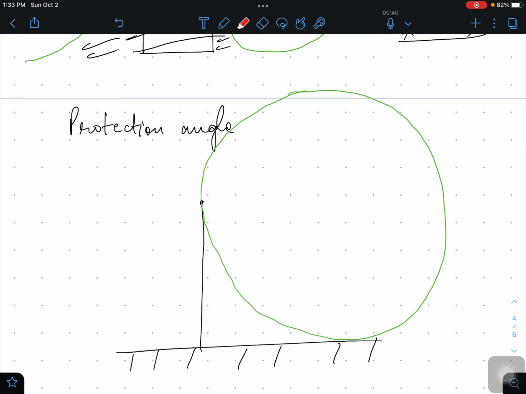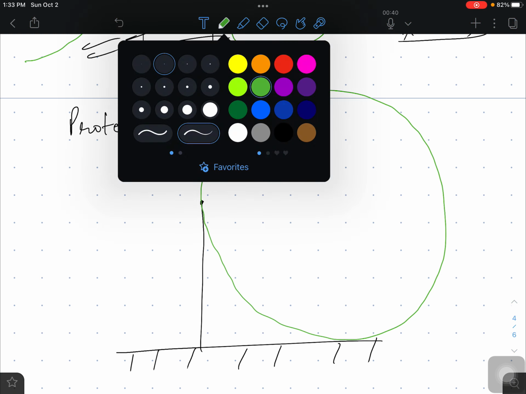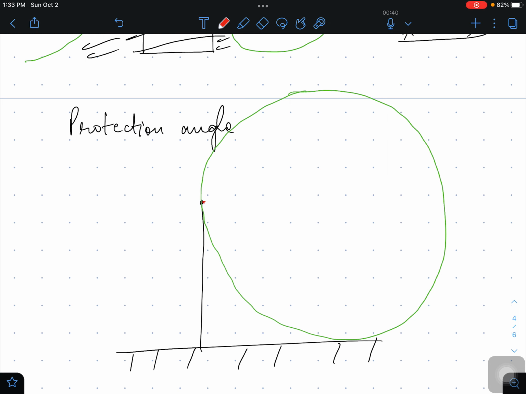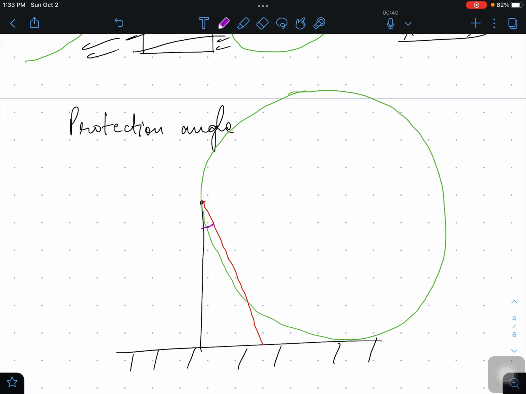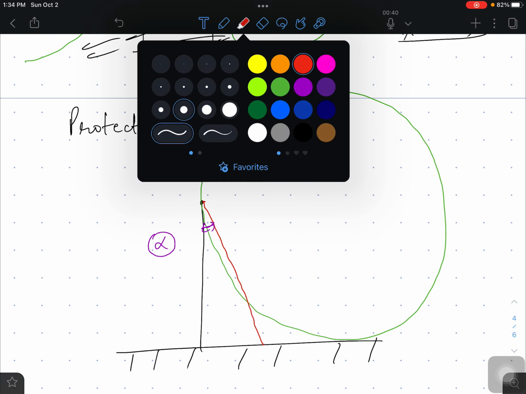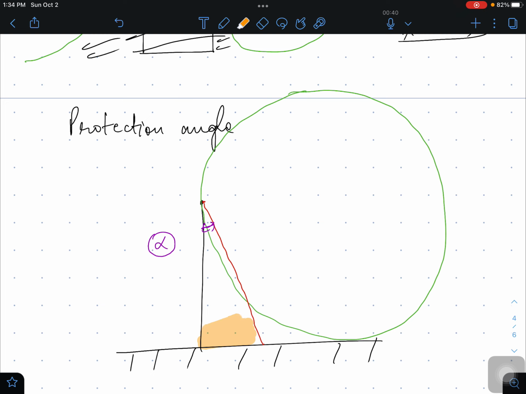Now I will just erase this. Now what this rod has to offer, this rod will also offer something. So we have to draw this line, and for drawing this line we have to choose a certain angle. This angle is called the protection angle. This angle is alpha, and this alpha is the protection angle. Now you can see that due to this vertical rod which is in black, it is providing protection in this region. All this region is getting protected.